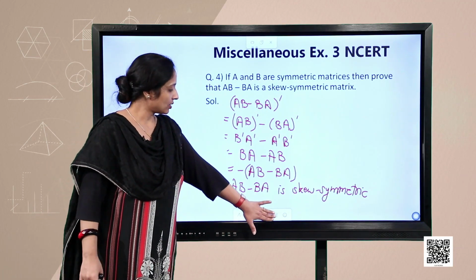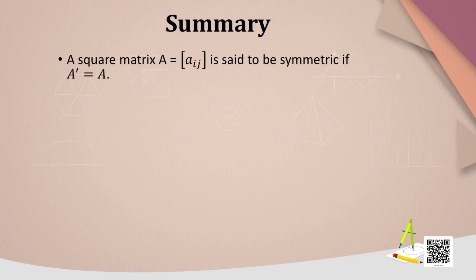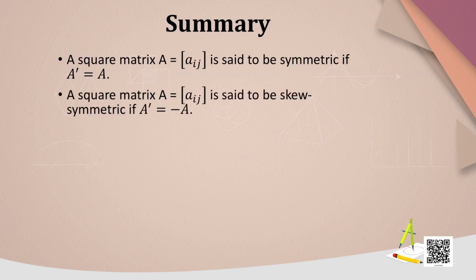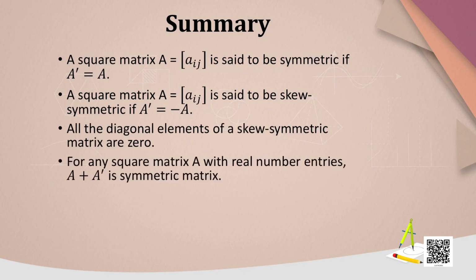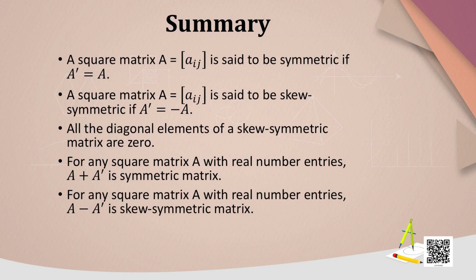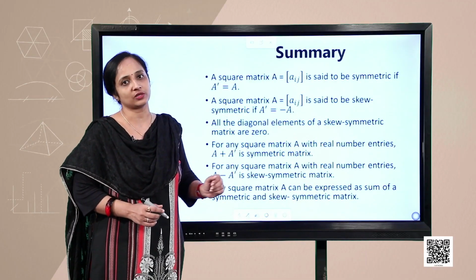Right. So, now let us summarize this. A square matrix A equal to Aij is said to be symmetric if A transpose is equal to A. A square matrix A is said to be skew symmetric if A transpose is equal to minus A. All the diagonal elements of a skew symmetric matrix are 0. For any square matrix A with real numbers as its elements, A plus A transpose is always symmetric and A minus A transpose is always a skew symmetric matrix. Any square matrix A can be expressed as the sum of one symmetric and one skew symmetric matrix.